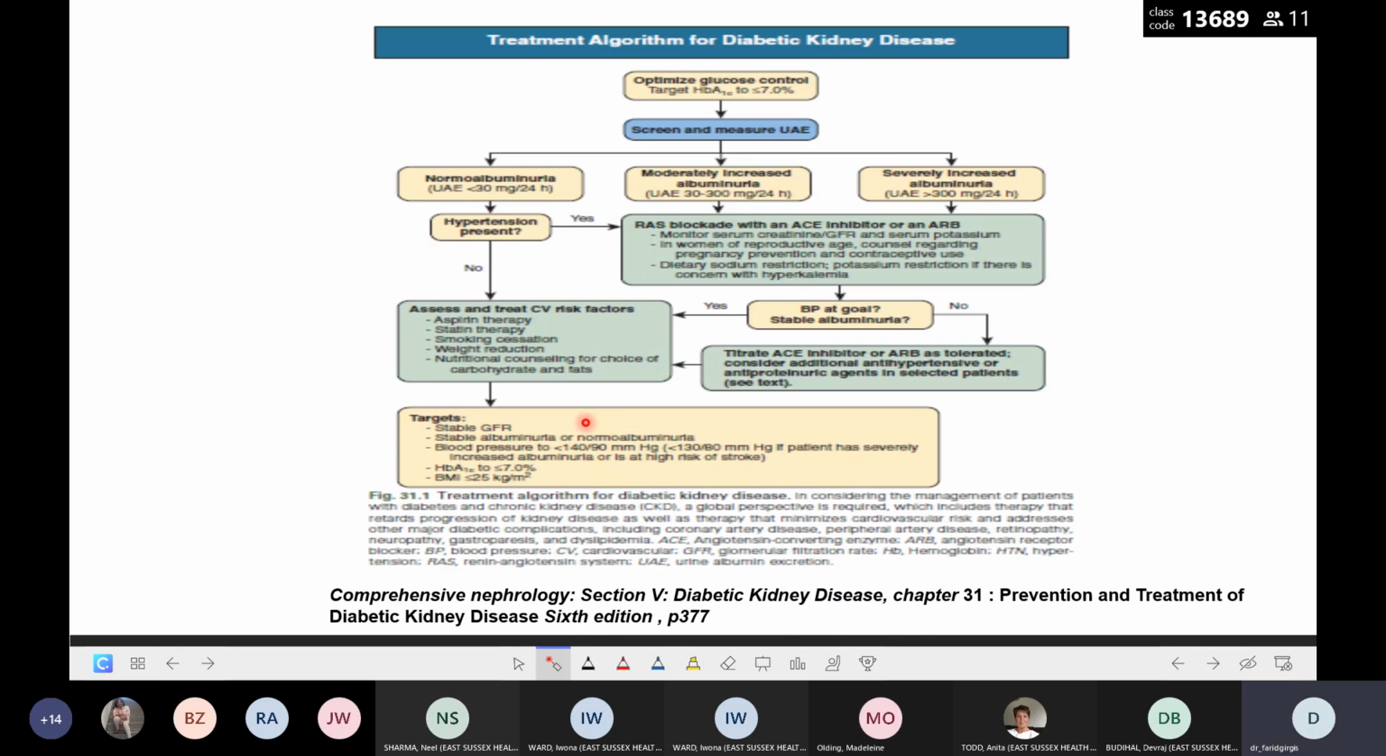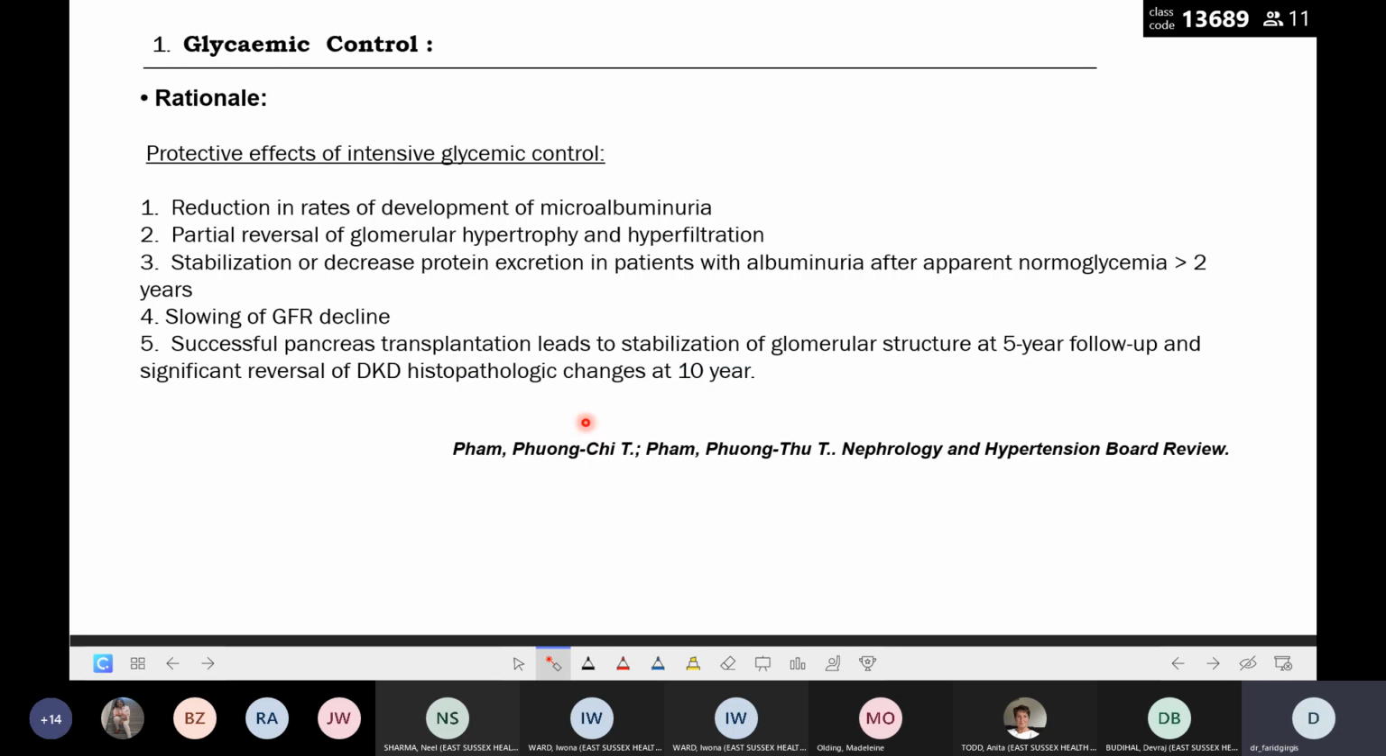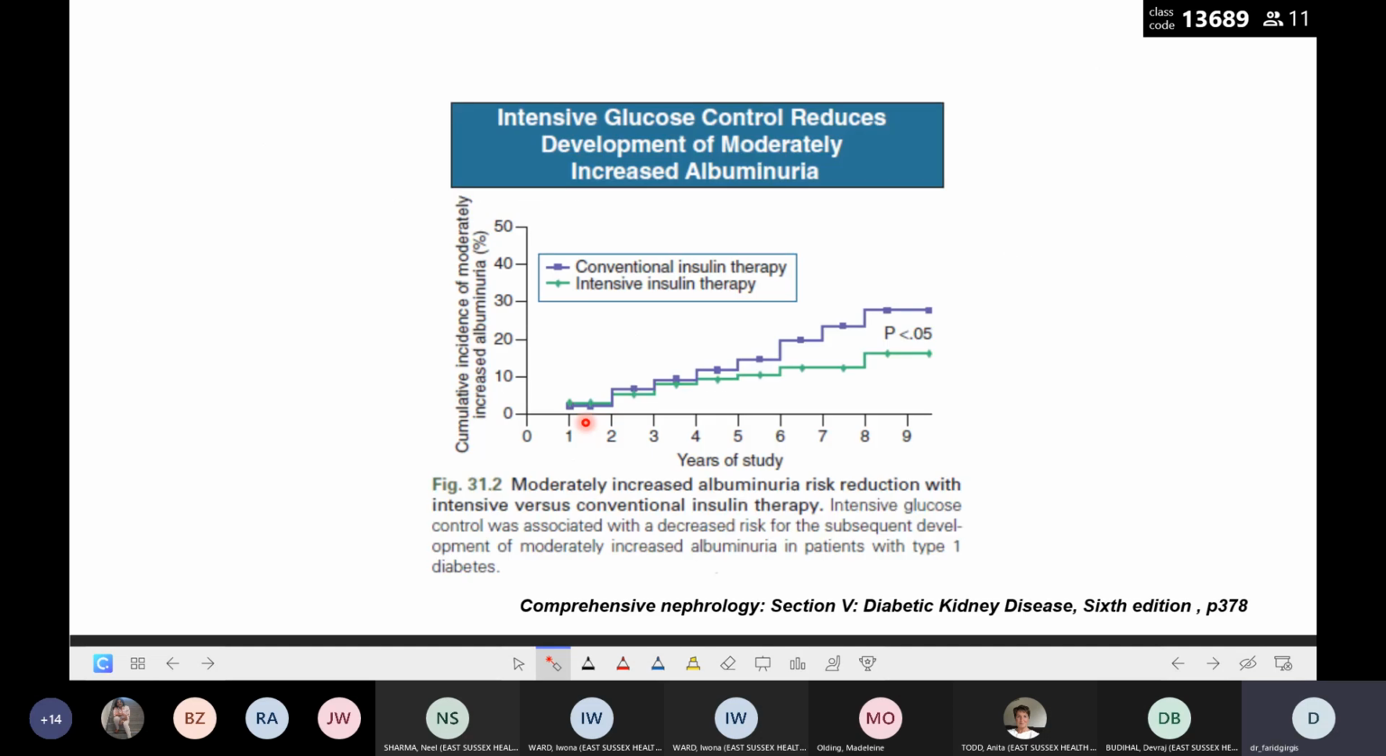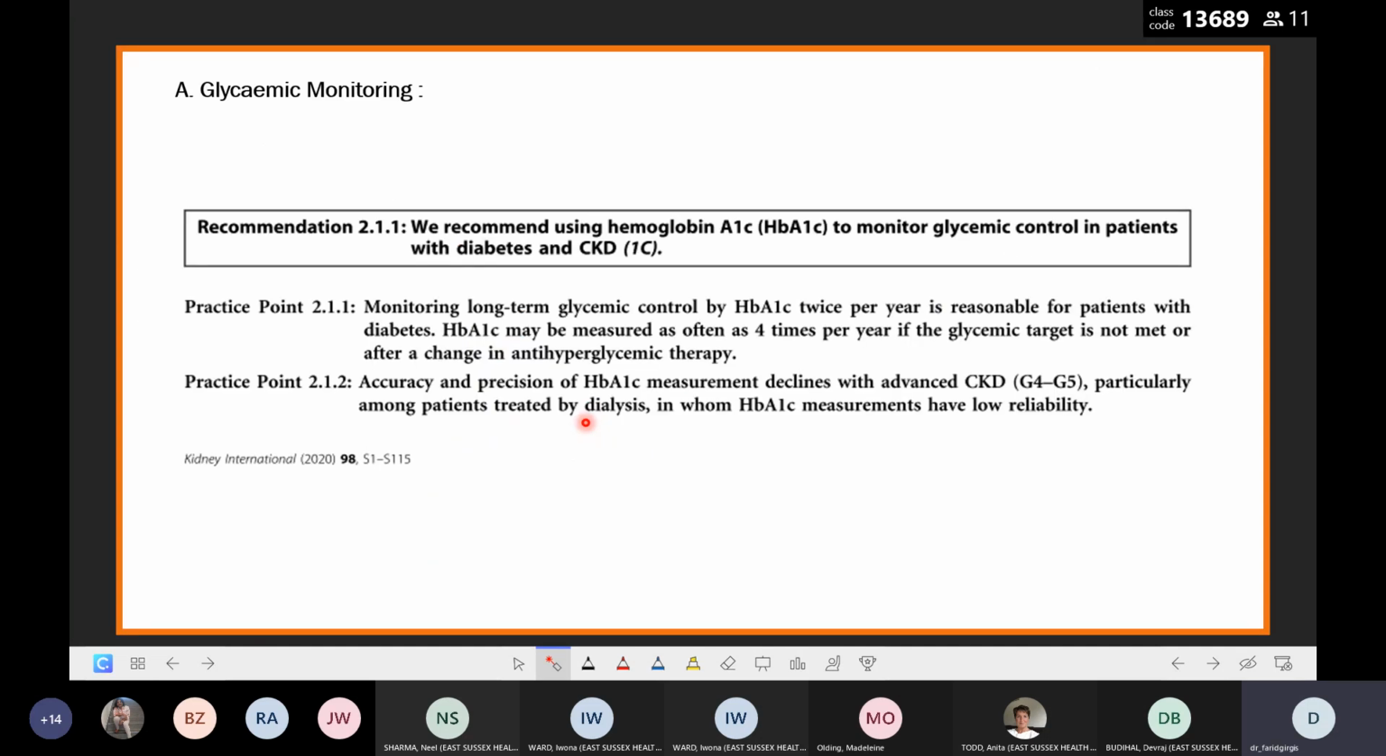I think I will stop here because we have, in 5 minutes, I can just mention something, and in the next journal club, sorry, in the next grand round, we can continue. But there is something I wanted to mention about the glycemic control. Okay. So in the glycemic control, we still use the hemoglobin A1C to monitor glycemic control in patients with diabetic kidney disease.